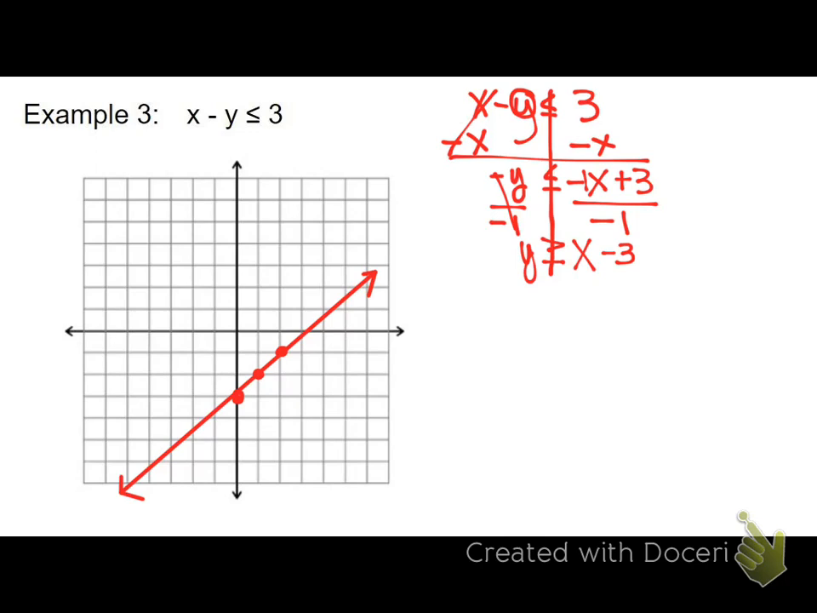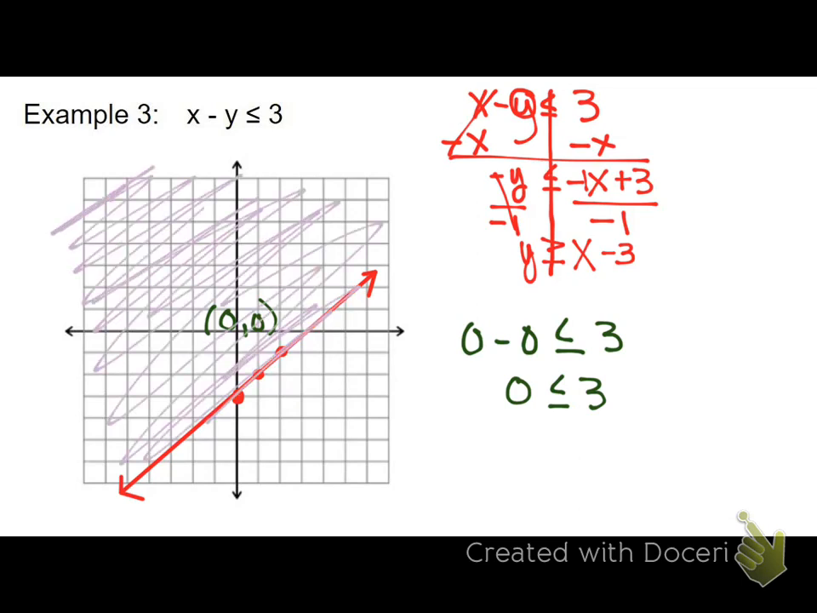Step 3, select a test point. What's my test point? 0, 0. Okay, let's see if it works or not. So I go back to my original equation. I substitute. 0 minus 0 is 0. Is 0 less than or equal to 3? So my solution is true, so I shade towards my solution. Now, if you wanted to check, you could look at your inequality sign.